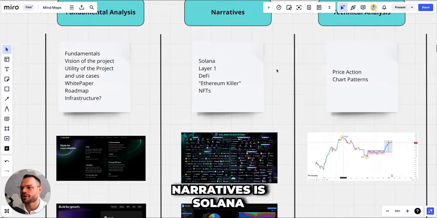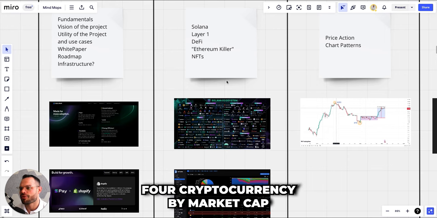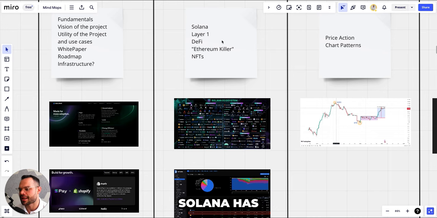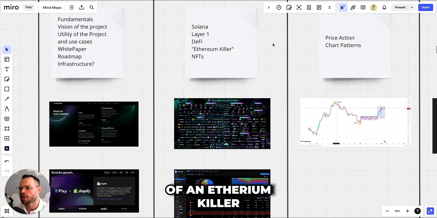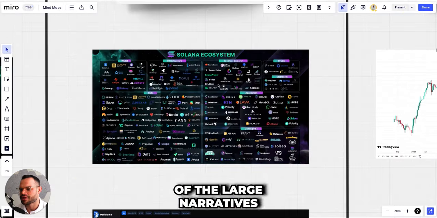So what narratives is Solana really a part of, and what narratives can we watch out for during the course of this bull cycle when it comes to Solana and its growth? Well, obviously, being the number four cryptocurrency by market cap, Solana has its own narrative and a large ecosystem around it. It's obviously a layer one as well. It is becoming a larger and larger player in the DeFi space. As we mentioned, it's been branded somewhat of an Ethereum killer over the past 2 years, and then NFTs make up another one of the large narratives surrounding Solana.